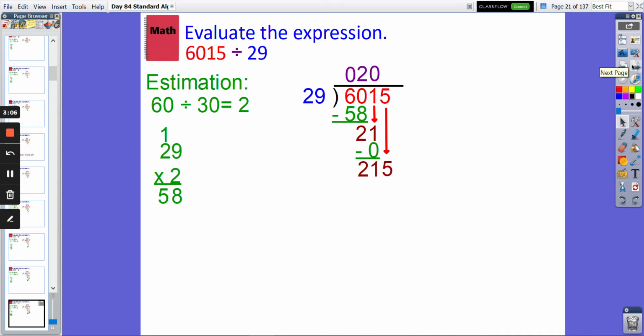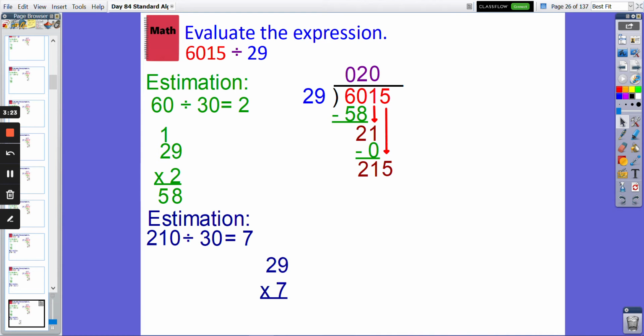29 can go into 215, so let's use estimation. So we're going to start with our divisor, and we're going to make that 30. And we're going to make 215 210 because we're going to use friendly numbers that divide evenly. 30 can go into 210 7 times. So we know we're going to start our guess and check with 7. 29 times 7. Let's see what we get. 29 times 7 is 203.